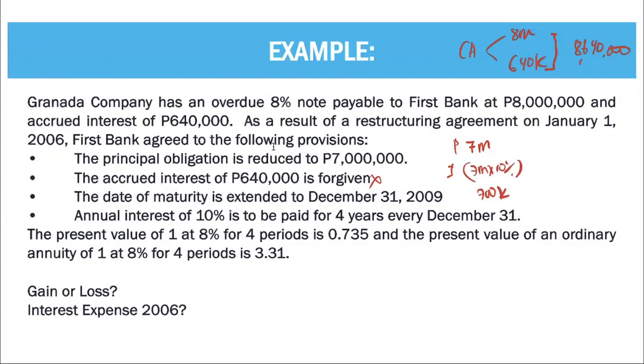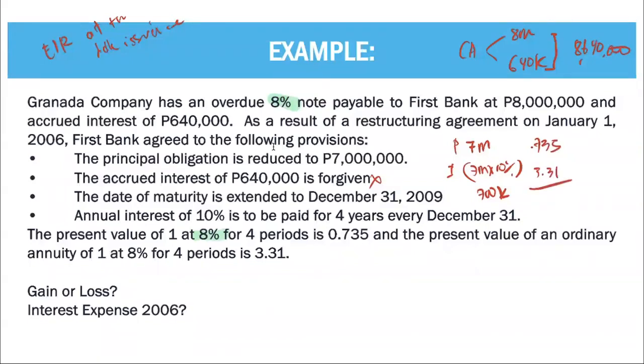Okay. So you need to compare the present value of the new terms to the carrying amount. The principal is 7 million, so we use the present value of 1 at 8%. Take note, remember in your impairment, we use the effective interest rate at the date of issuance. So whatever is the date of issuance effective interest rate, that is our discount rate. Same with your asset. So if it's 8%, you still use the 8% present value factor: 0.735 for your principal, and for interest, 3.31.